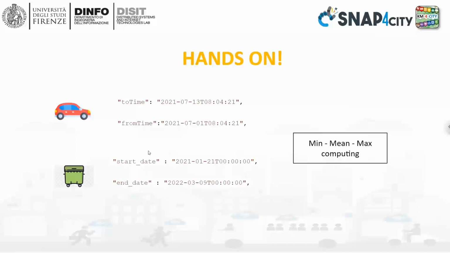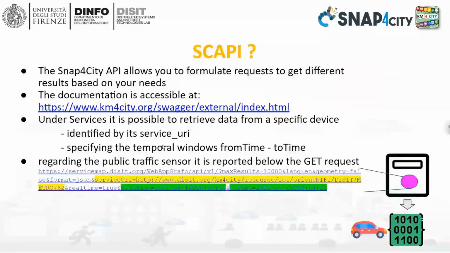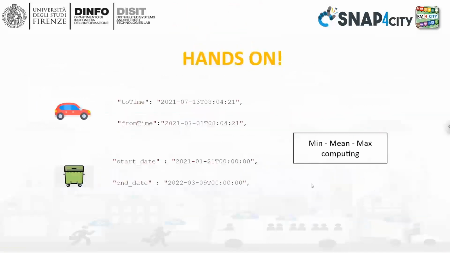The important part is that when you make the request, let's go back here, you specify from time and the data, to time and the data. So when you create the request, here you will have from January 2021 up to March 2022. We want to get the weights collected about this waste container.